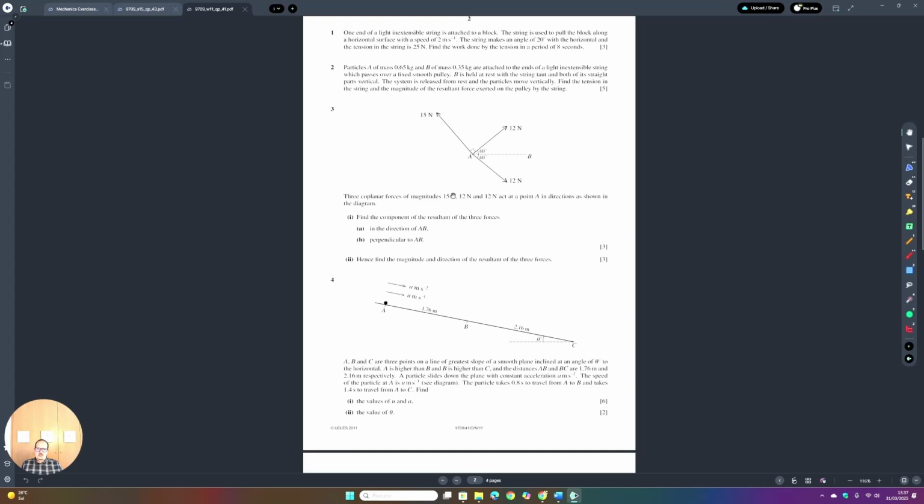So this question is telling you where the referential is. You cannot pick your own. Otherwise, you will probably pick this one as being the x-axis and this one as being the y-axis, because these two make a 90-degree angle, meaning that you would have to decompose only the 12 Newton force. But they tell you what the referential is, so that's what you have to work with.